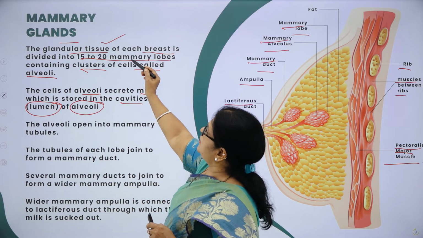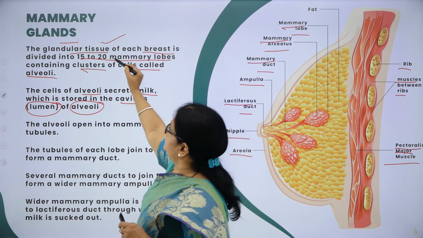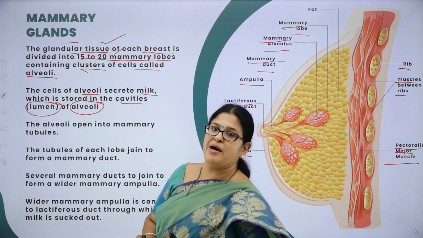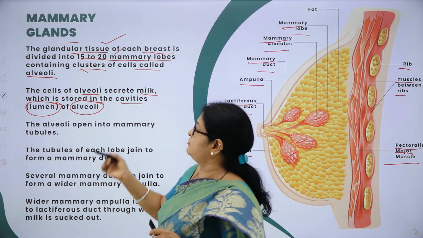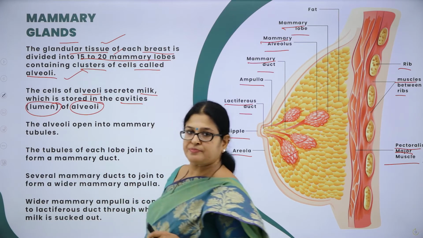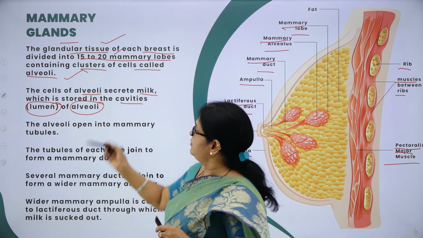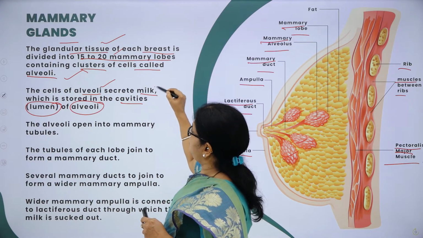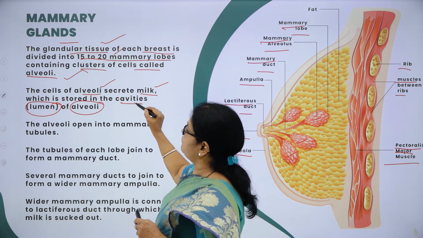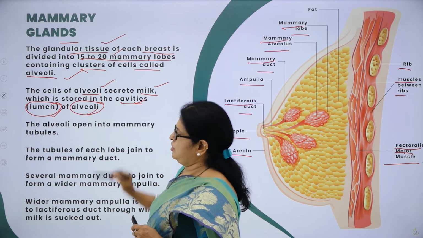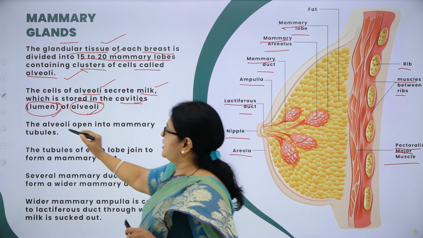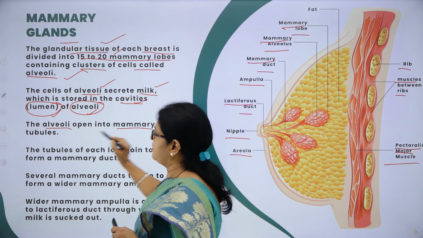So the glandular tissue of each breast is divided into 15 to 20 mammary lobes containing what? Clusters of cells. What do you call that cluster of cells? Alveoli. Hope you are following me. The cells of alveoli secrete what? Milk, and which is stored where? In the cavities. And what do you call that cavity? Lumen of alveoli. Now this alveoli further opens into mammary tubules.